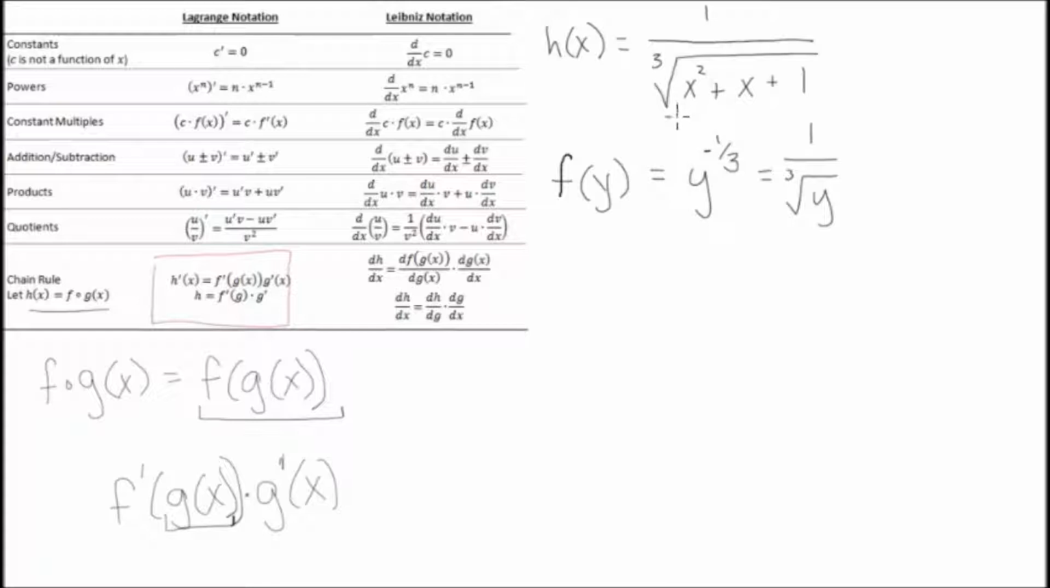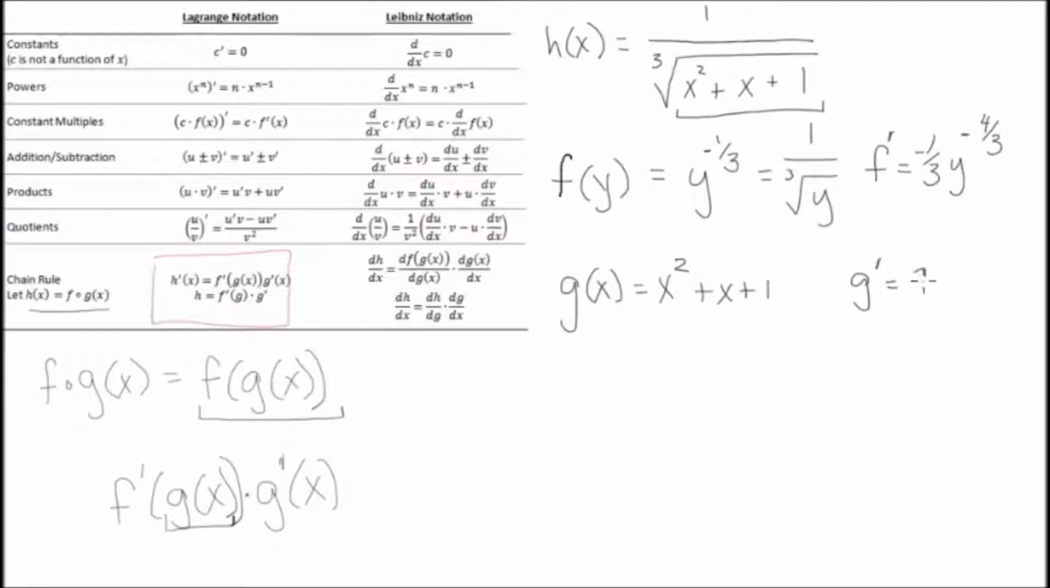And then I need to deal with this function on the inside, so I'm going to say that my g of x is equal to x squared plus x plus 1. I can calculate the derivatives of each of these separately. My derivative of f with respect to y is equal to negative 1/3 y to the negative 4/3, subtracting 1. And my derivative of g with respect to x is going to be 2x plus 1, and the constant term's derivative is 0.